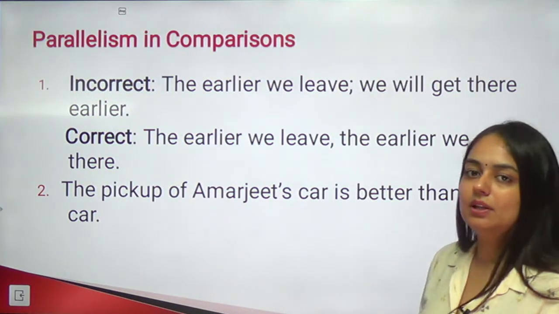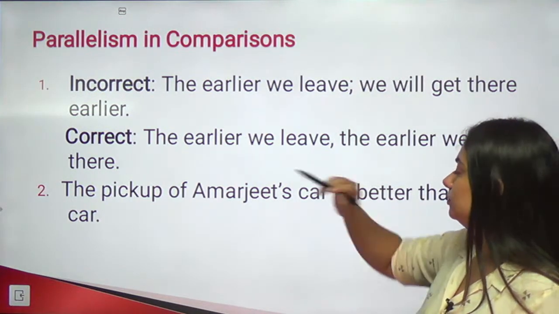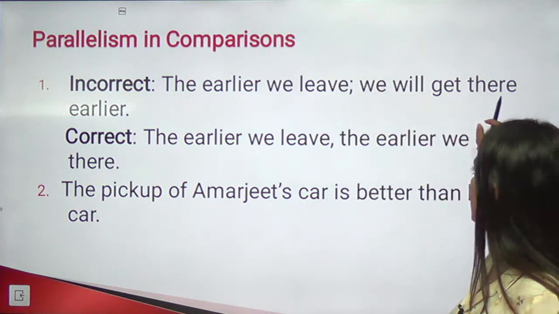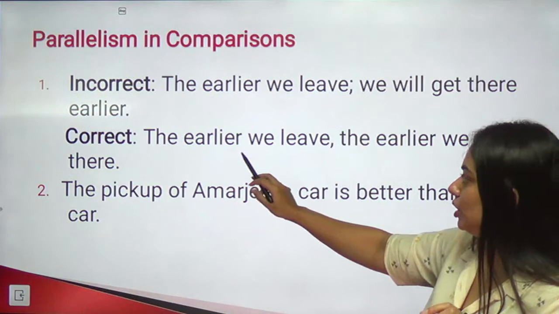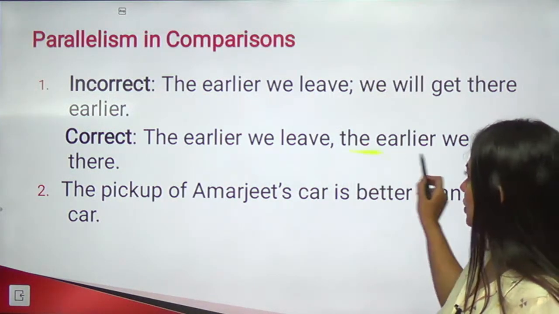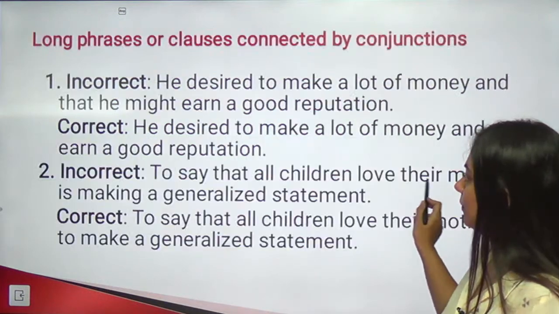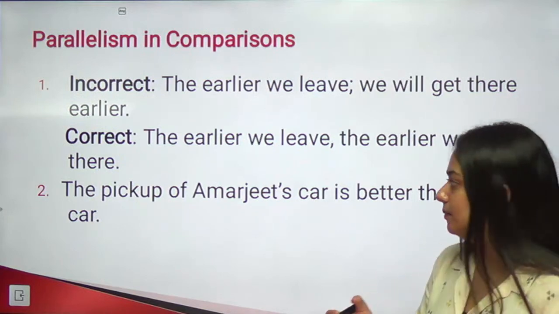Now, parallelism in comparison. How do we do comparison? This you would have heard of: the earlier we leave, we will get there earlier, separated by a semicolon. We typically use this structure: the earlier we leave, the earlier we get there. So you just have to separate it using the comma, and this is how you're going to use it. This is also counted in parallelism.